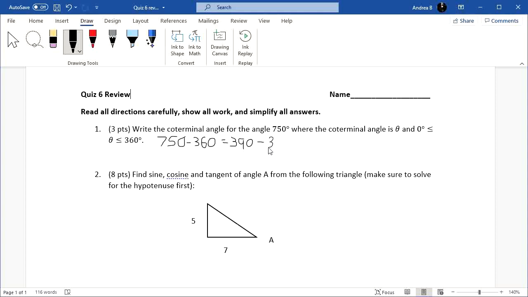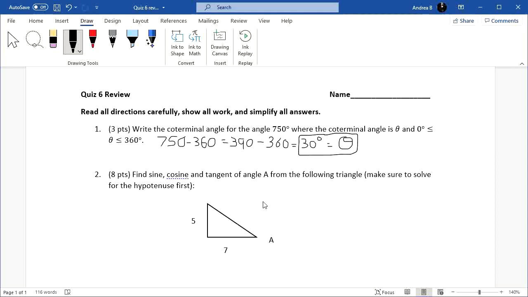Or if you notice right away that it's going to be more than 2 revolutions around, then you could subtract 2 times the 360 degrees right away. So in this case, we would get 30 degrees for our coterminal angle. And once again, that is what our angle theta is equal to. And then that would be our final answer for the first problem.